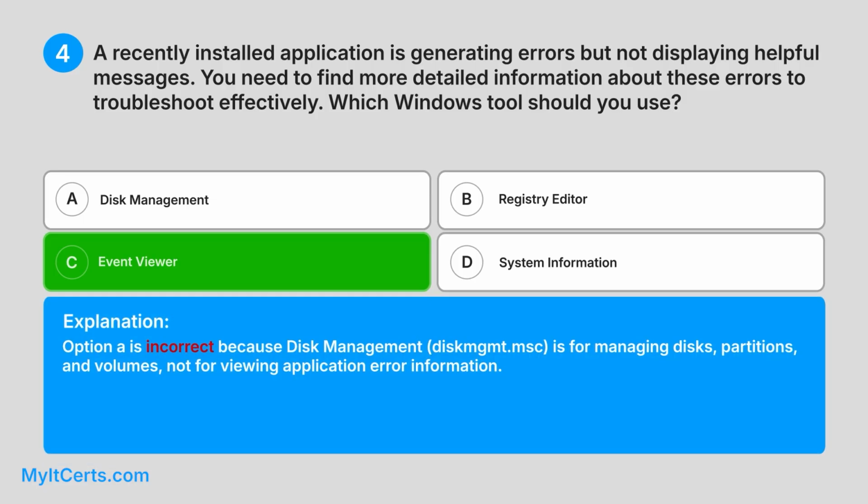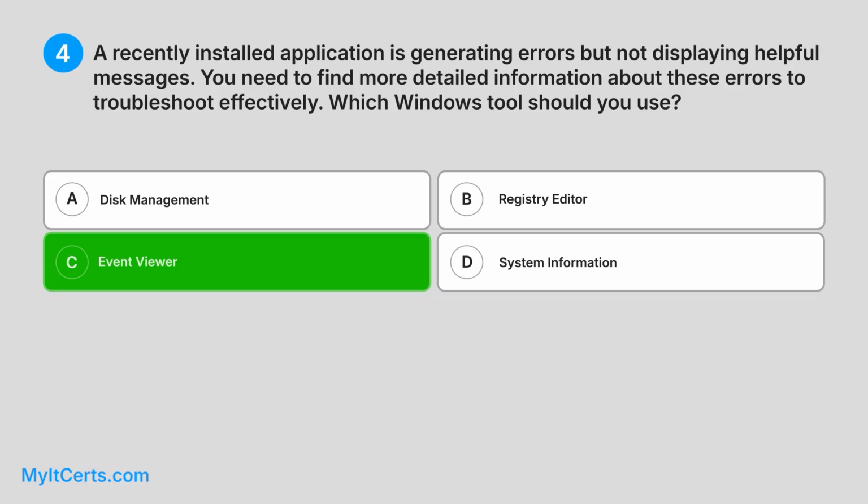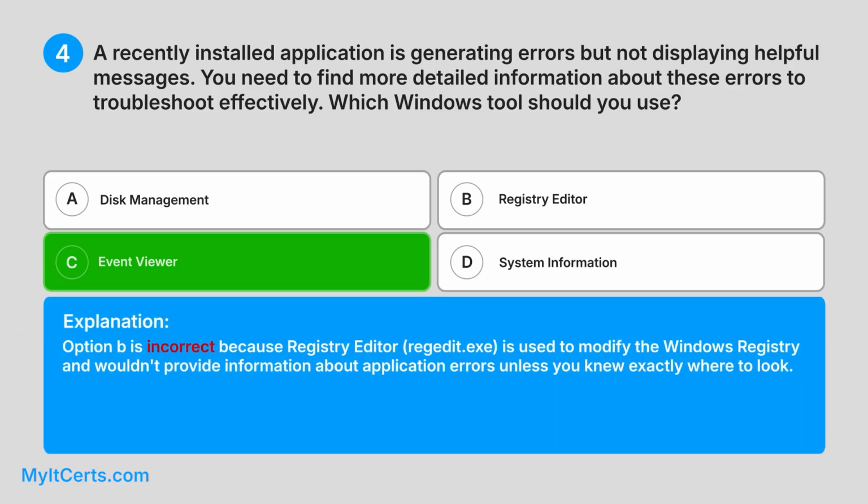Option A, Disk Management, is incorrect because Disk Management, diskmgmt.msc, is for managing disks, partitions, and volumes, not for viewing application error information. Option B, Registry Editor, is incorrect because Registry Editor, regedit.exe, is used to modify the Windows registry and wouldn't provide information about application errors unless you knew exactly where to look.